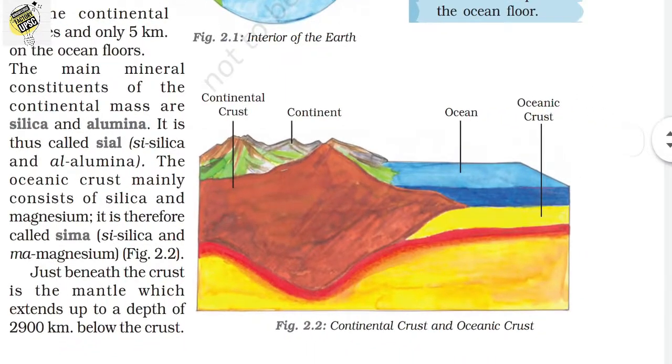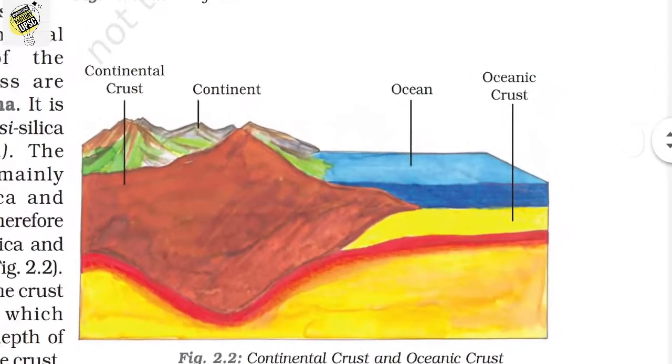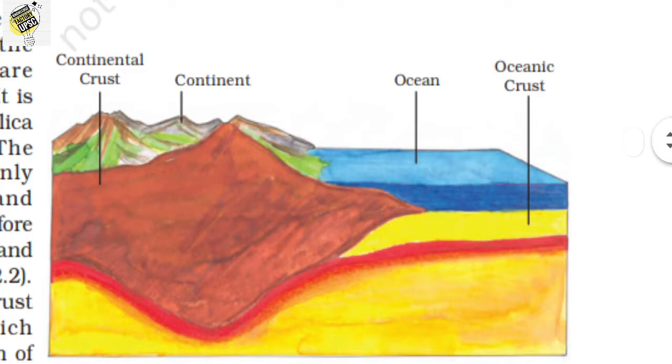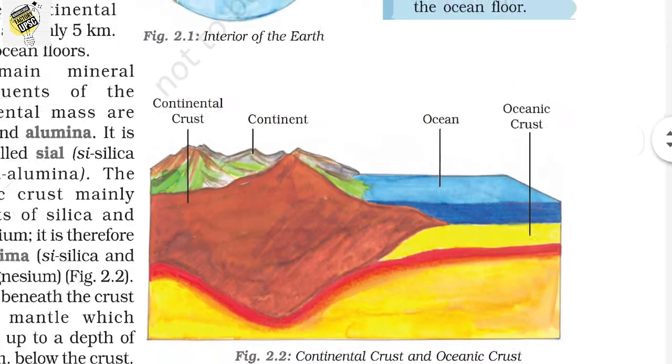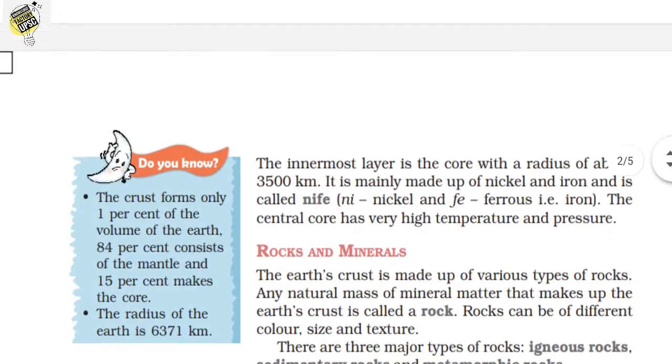Here we can find a picture of the continental crust and the oceanic crust also. The continental crust means the lithospheric portion which is composed of several mountains, plains, plateaus, etc., and the oceanic crust is mainly the layer that is below the ocean. Okay, so let's look into the next topic.